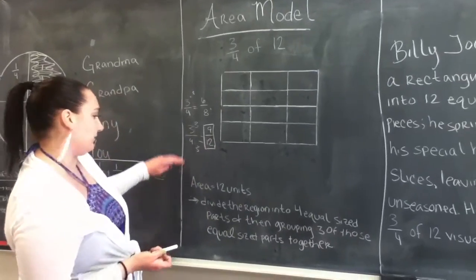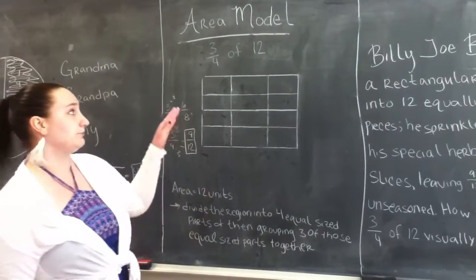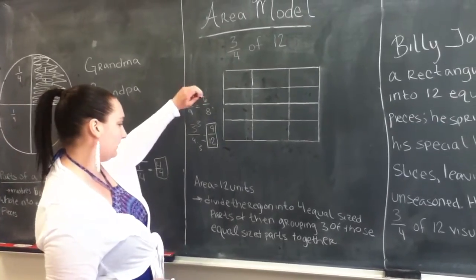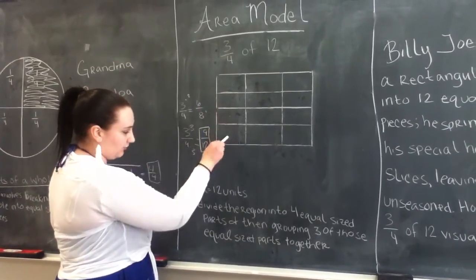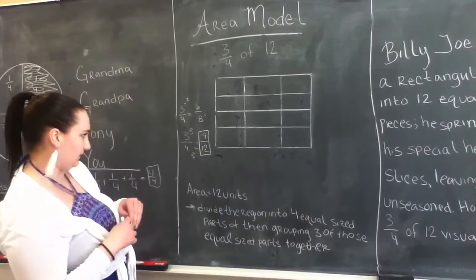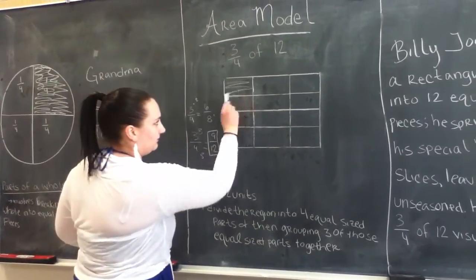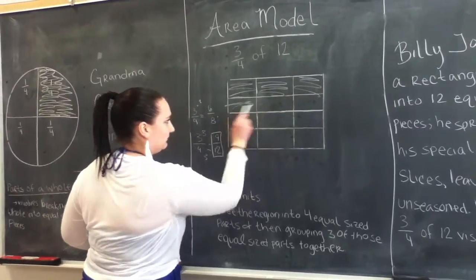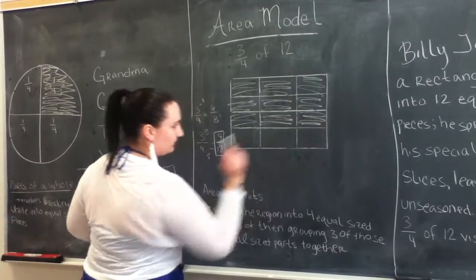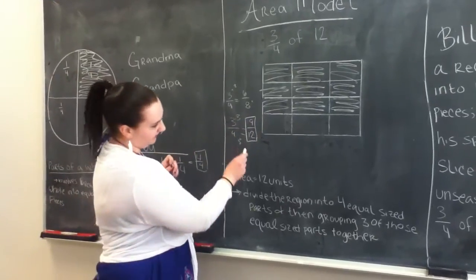So knowing that, we're going to draw a rectangle that has 12 units, and 12 units represents our area. And then we're going to divide the region into 4 equally sized parts. So 1, 2, 3, 4. And then we're going to group 3 of those equally sized parts together. And that's the 3/4. So this right here represents 3/4 of 12, and you know that by looking at your math.